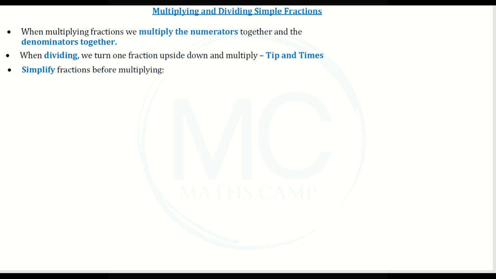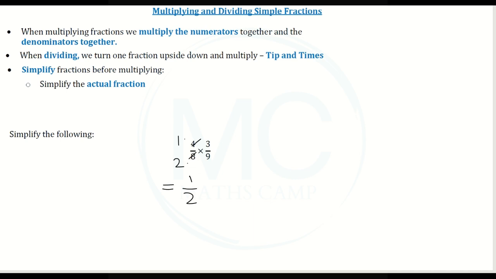Let's look at the example 4 over 8 multiplied by 3 over 9. Now, before we multiply, we can simplify each individual fraction. Let's look at 4 over 8. 4 and 8 are divisible by 4. 4 divided by 4 is 1. 8 divided by 4 is 2. So now we're going to have 1 over 2.